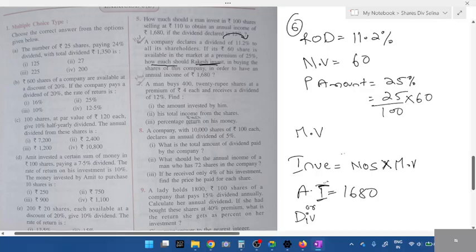Number of shares. Okay. What market value did you all get? 15. So all of you got the premium as 15. Okay. 60 plus 15, 75. Good. Find the investment and annual dividend.